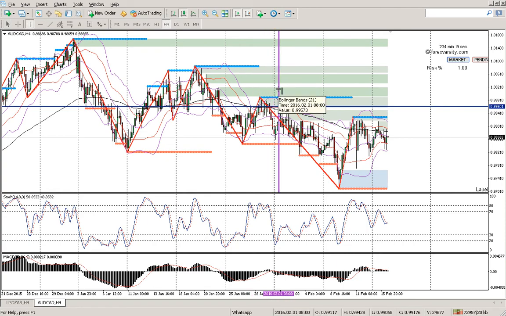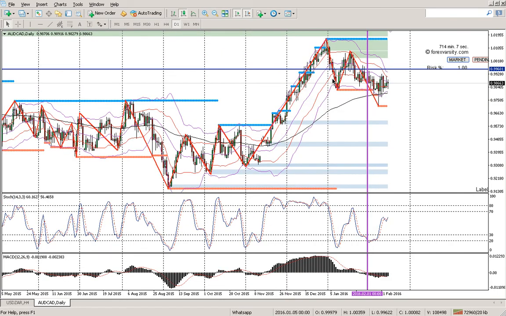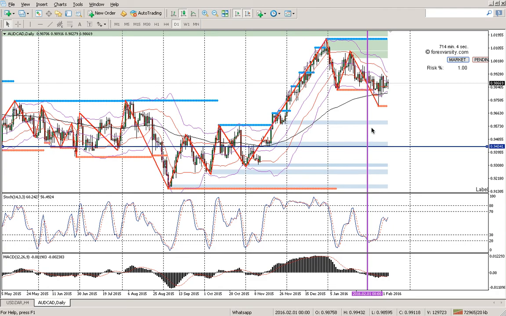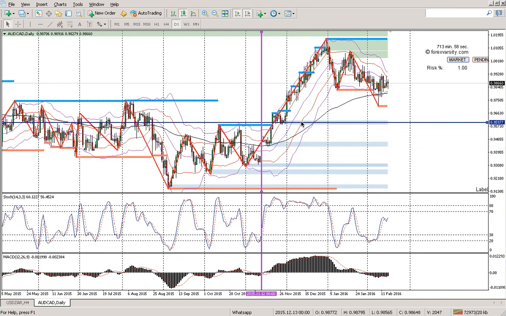That could have been, sorry, let me start on the daily. So say for example, you could see the daily was obviously going bullish. It was going bullish at this point here because it made a new higher high, but it made a higher low here as well. So you could say that constitutes as an uptrend now.